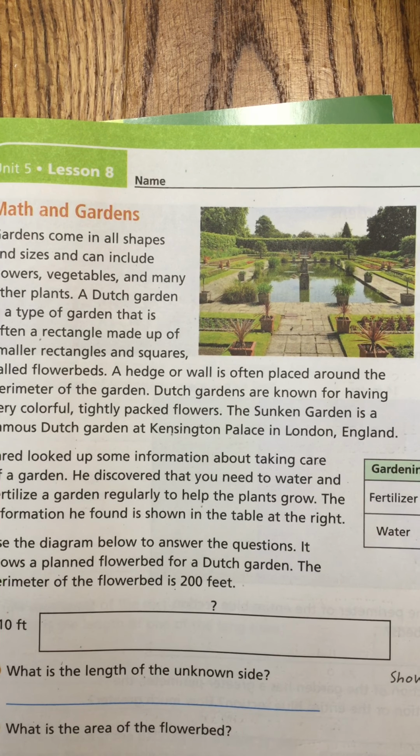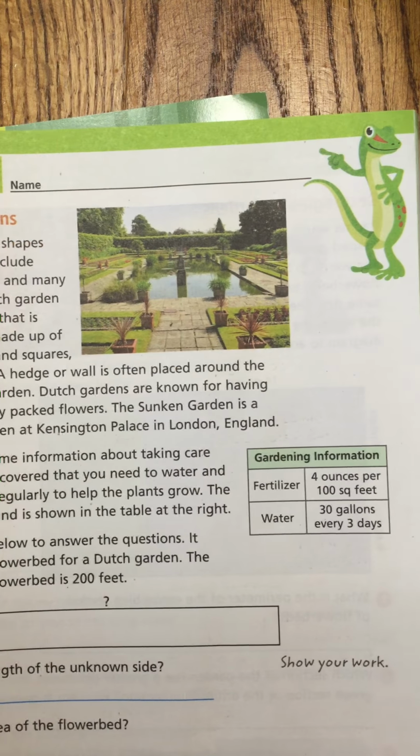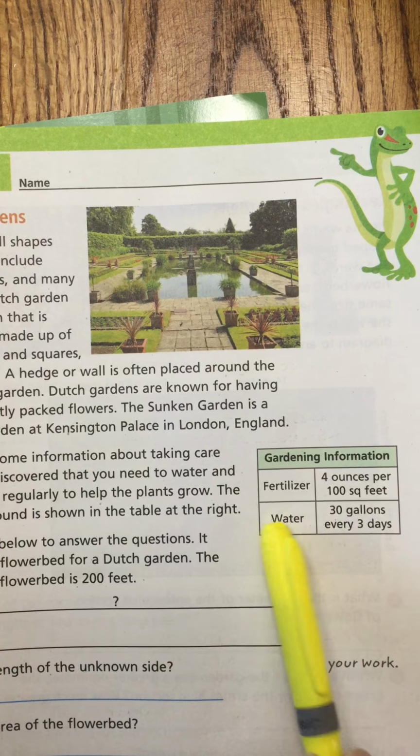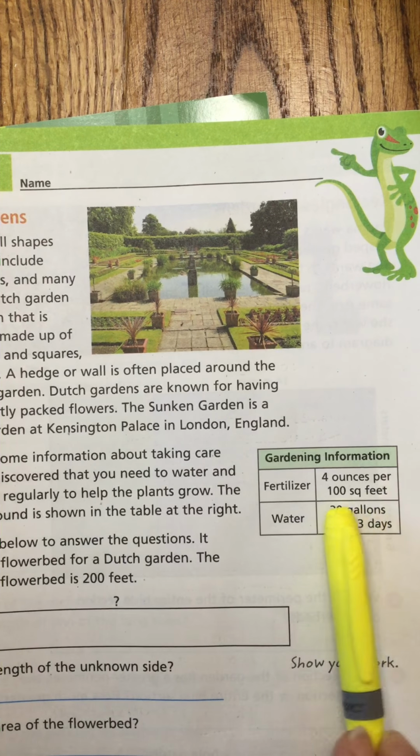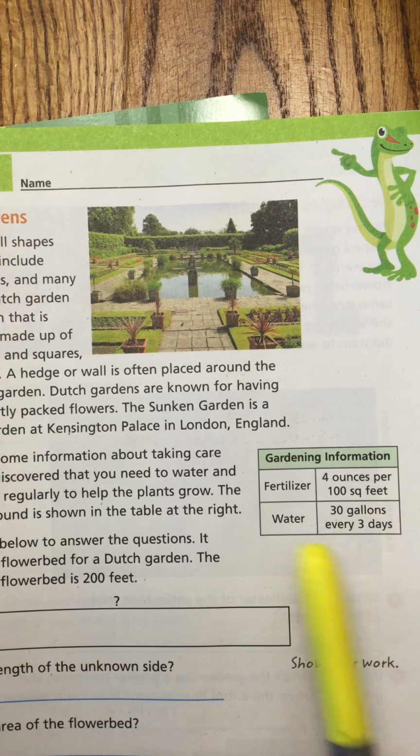Jared looked up some information about taking care of a garden. He discovered that you need to water and fertilize a garden regularly to help the plants grow. The information he found is shown in the table at right. So it's saying gardener information: fertilizer, 4 ounces per 100 square feet, and water, 30 gallons every 3 days.